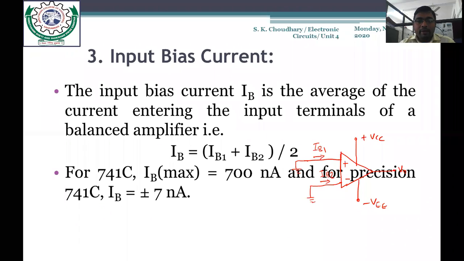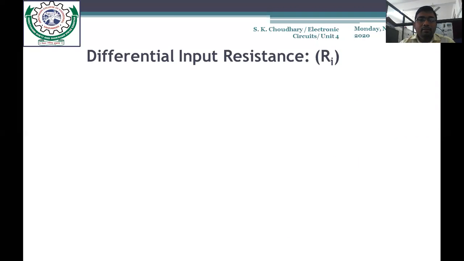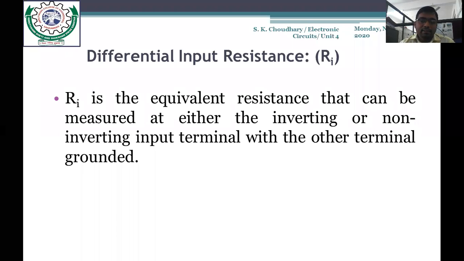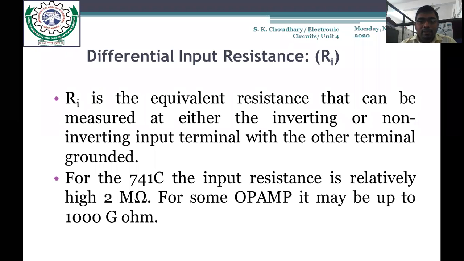Now we have to see the next parameter, the fourth one, which is differential input resistance, RI. So what is the RI? RI is the equivalent resistance that can be measured at either the inverting or non-inverting input terminal with the other terminal grounded. So it is just an equivalent resistance measured at either terminal, considering the other terminal is grounded.